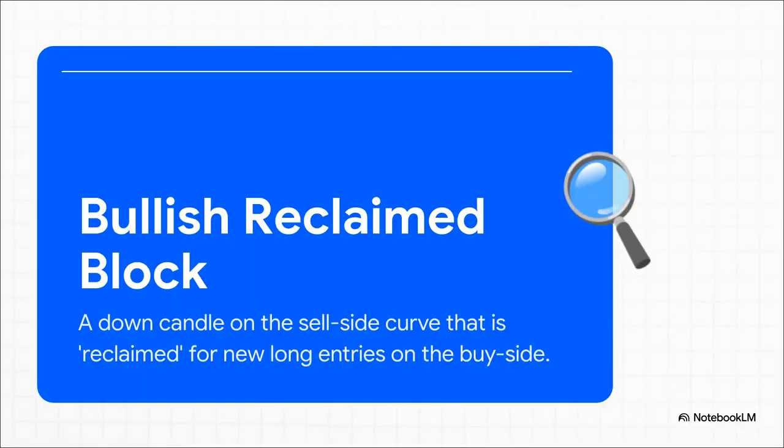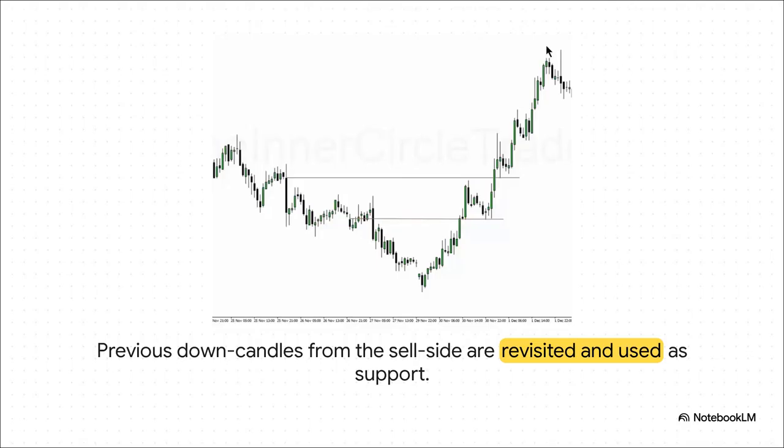So, as price is dropping on that left side, you'll notice these little temporary bounces. The very last down candle right before one of those small rallies, that's a bullish order block. But here is the absolute magic. Once price hits its final low and starts rocketing up on the right side of that V, it will often come back down to that old down candle, reclaiming it as a brand new floor of support for fresh long entries.